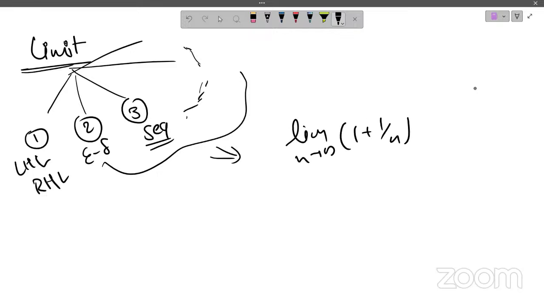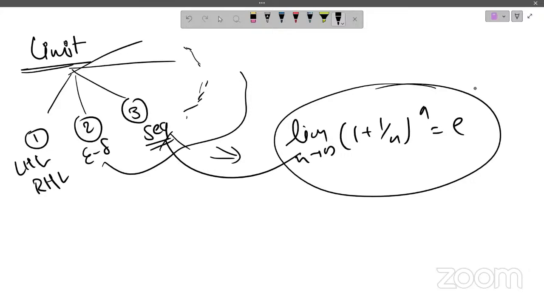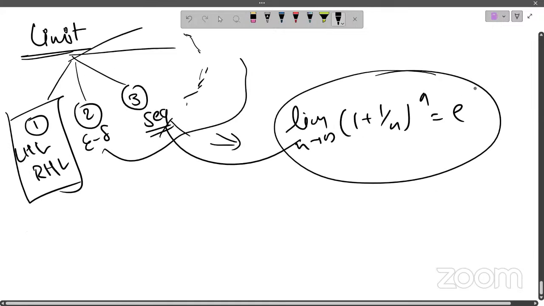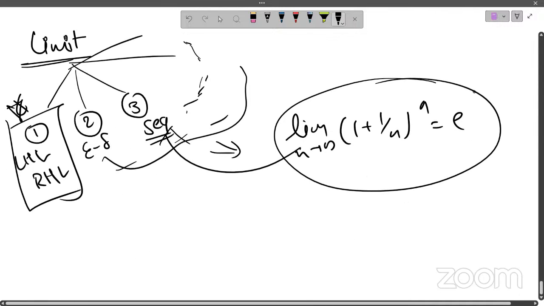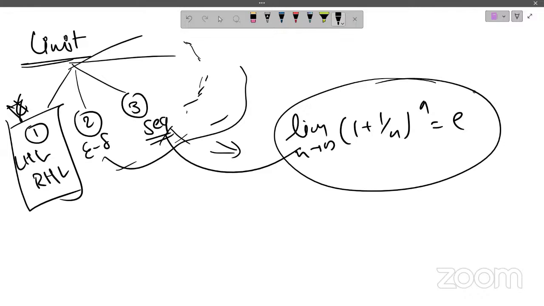Something like limit of (1 plus 1 by n) to the power n is equal to e. So these limits will be derived using these definitions. We cannot derive it from just left hand limit equals right hand limit, because you just know this thing and you don't know all the other criteria. So that's why I'm saying that if you find such a limit, just try to remember it.